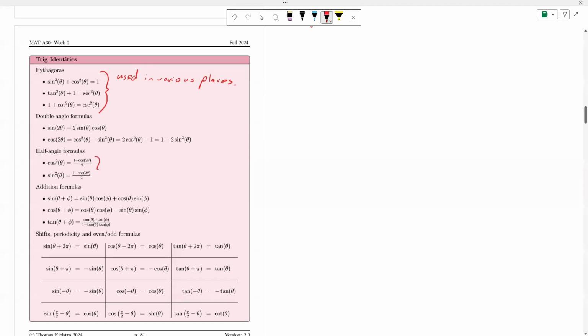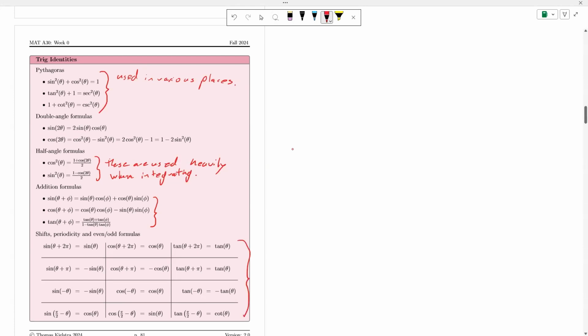These half angle formulas are used heavily when integrating. So when doing integration, we heavily use these angles. Then we have our addition formulas. And our addition formulas are used in various locations. And then we have transformations. Ways and things we can do, we can add a period, subtract a period. How does it change our function in those ways?